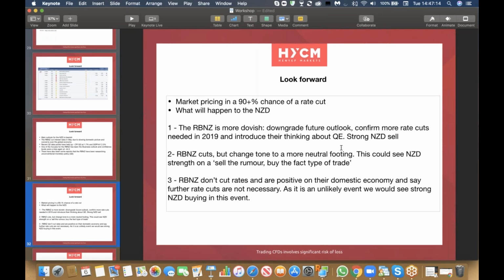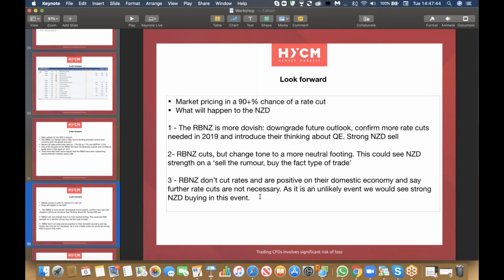Okay, because that's how you tell the difference between scenario 1 and scenario 2. Both of these scenarios cut, but it's how they give the forward guidance that will make the difference going forward. Third scenario, and the most unlikely scenario, but it's worth being aware of: if they don't cut rates and they're positive on the domestic economy and they say further rate cuts are not necessary, then we will see some strong New Zealand dollar buying into this event.